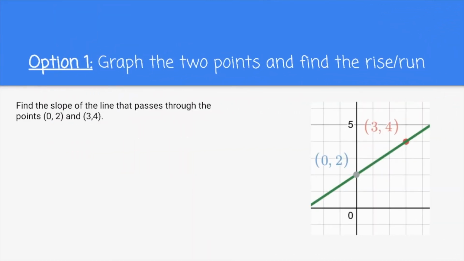To find the slope of 2 points, you have a couple options. Option number 1 is to actually take some graph paper and graph those 2 points and find the rise over run. So in this example, we have the points (0, 2) and (3, 4). So if I plot those points on my graph, and then I find the rise of 2, the run of 3, therefore my slope, rise over run, is going to be 2 over 3.